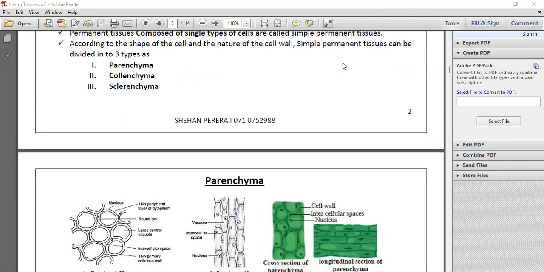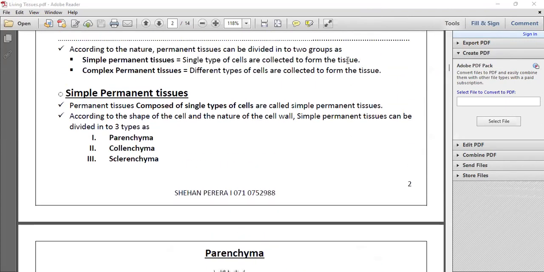Are we clear? But still all of these three types of cells contain cells which are not capable of doing cell division. Are we clear, children? Yes, sir. Okay, right.